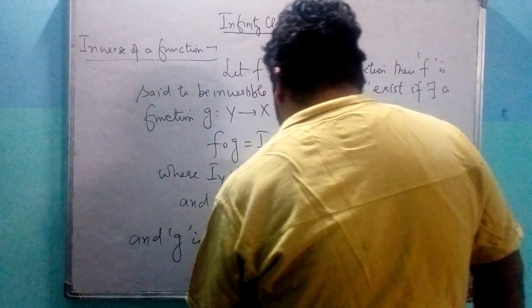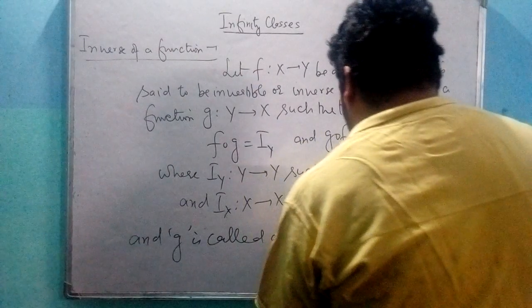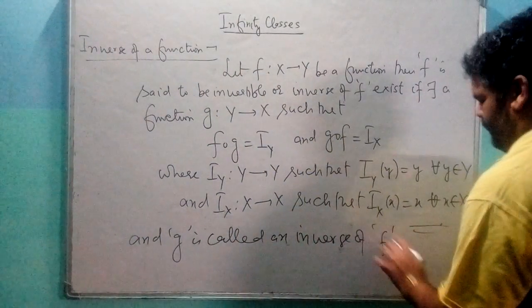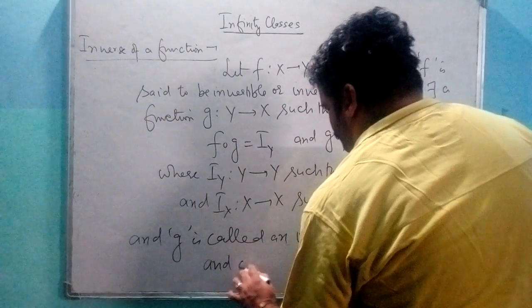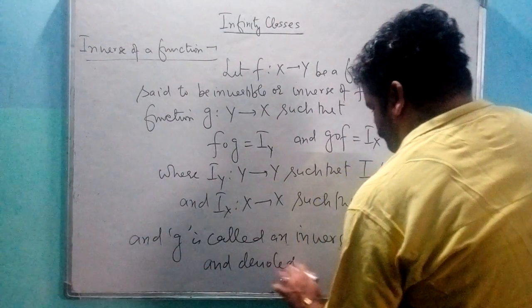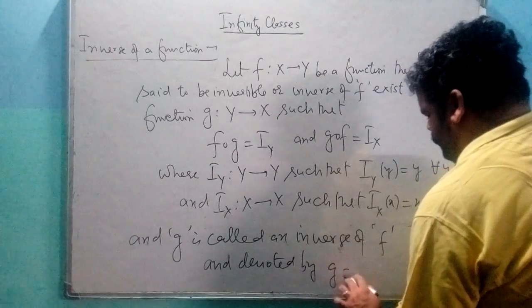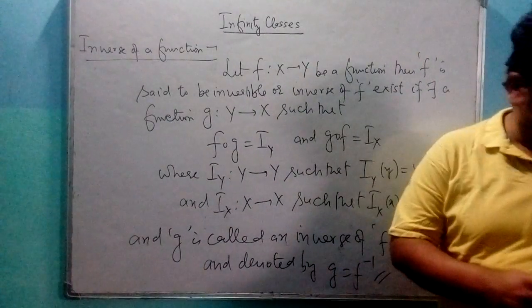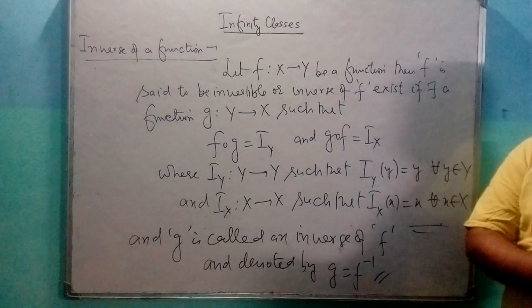is called an inverse of f and denoted by g is equal to f inverse. This is the definition of inverse of a function.